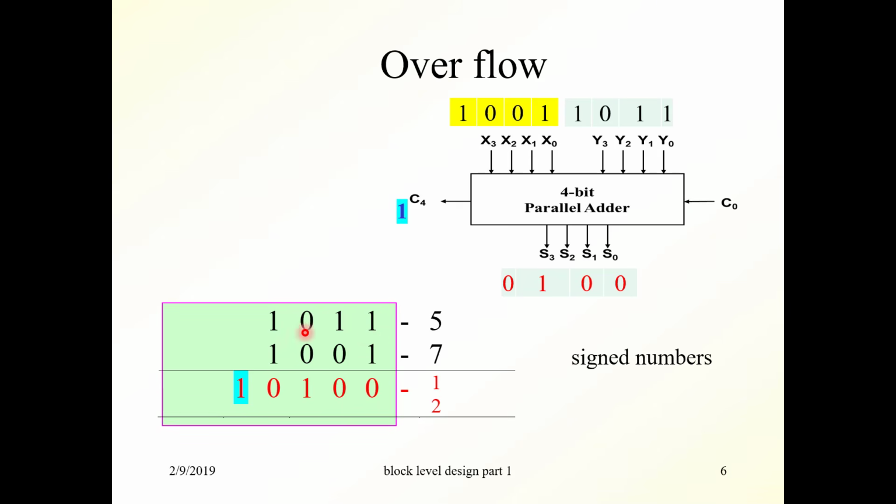This here is minus 5. This is a minus 5. Remember that the numbers in the signed notation are 2's complemented. So this is minus 5 and this is minus 7.